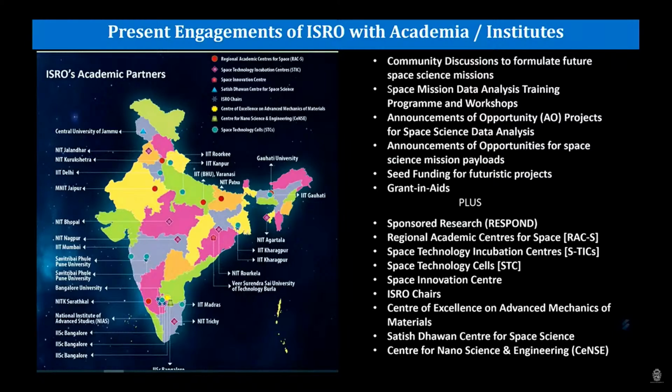We call it RESPOND. Regional academic centers called RACs, Space Technology Incubation Centers, STICs, Space Technology cells in reputed institutions, innovation centers. We have ISRO chairs. We have centers of excellence, and also many other centers of excellence that we are planning to create in the future. So all of this we do. But today the engagement, I cannot say it is very, very big as far as the funding is concerned. They continue to remain low. And we should address this issue in a big manner.